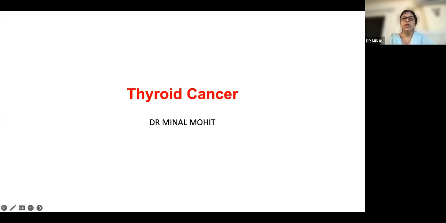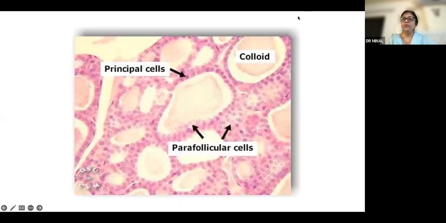Yes. So thyroid malignancies, we have gone through the basics of the thyroid nodules. We know the histology now. It is the basic structure of the thyroid. It is a follicular structure, and inside each follicle there is colloid, which fills the follicle. The follicle is surrounded by the follicular epithelium. These are the follicular cells, which are the principal cells.